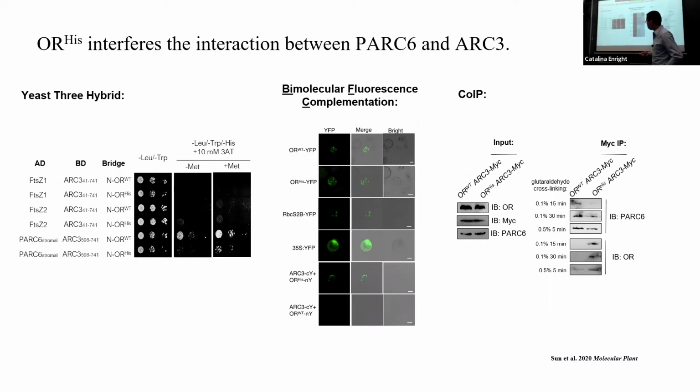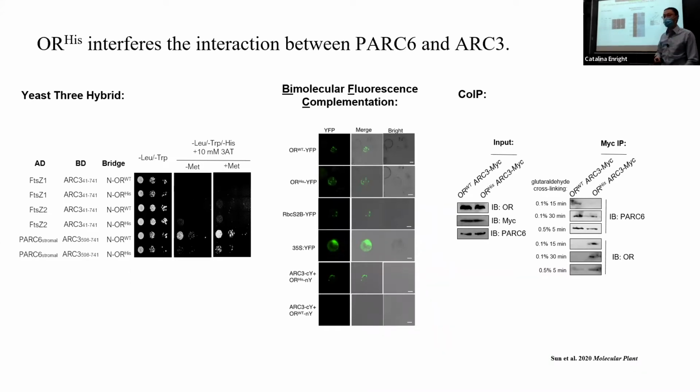We proved the interaction by yeast two-hybrid: in the absence of ORHis, AX3 can interact with PX6, but with ORHis, AX3 will mainly interact with ORHis. We checked this interaction by another assay, and finally we wanted to prove the interaction in vivo. So we designed a co-immunoprecipitation experiment.